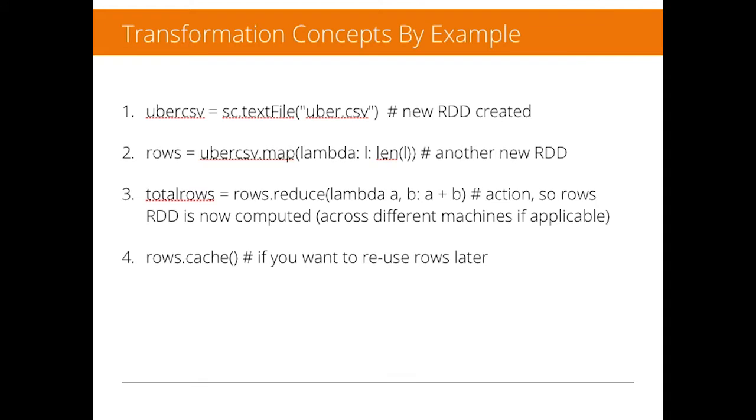Here's a couple of concepts by example. In number one, we're creating a new RDD through the text file function call. In row number two, we're using a transformation API called map, where we're creating a brand new RDD. In number three, we're calling an action, reduce. So now at this point, the rows RDD, the RDD created in number two, is computed. And it might be computed across different worker nodes if you've deployed this in a cluster. Finally, in number four, if we want to use the rows RDD more than once, it could be a really good idea performance-wise to cache it.